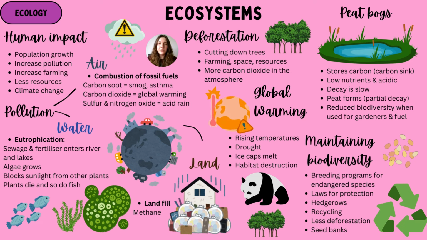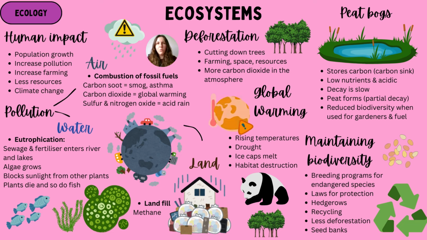We also have land pollution, so landfills where lots of the rubbish will go. If we don't recycle it, it can actually release methane, which again is a greenhouse gas causing global warming and that greenhouse effect. Now, deforestation links to this because trees naturally take up that carbon dioxide. However, if we cut down trees, deforestation for farming or space and resources, it can also lead to global warming, which essentially is the rising temperature of our planet, which can lead to drought, ice caps melting, and destruction of habitats.